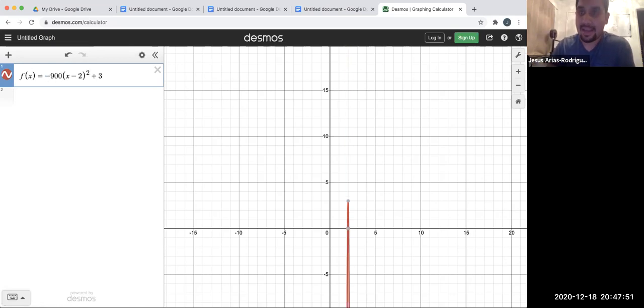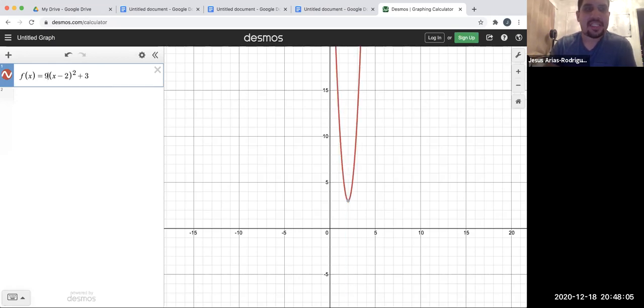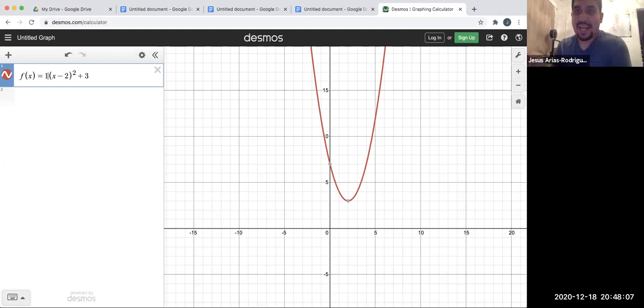And check it out. This could even be negative. It doesn't matter. Whether the function is opening up or down, as long as the numerical value is bigger than 1, you are going to have this stretch. Okay? So let's put it back to normal so that you can see the normal case when A is equal to 1.